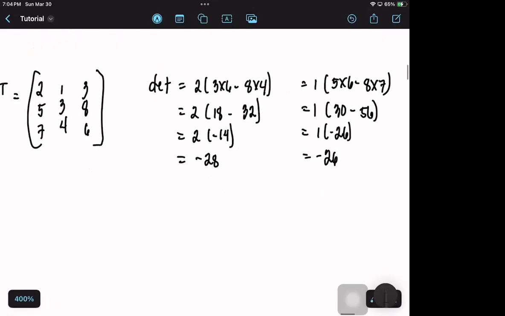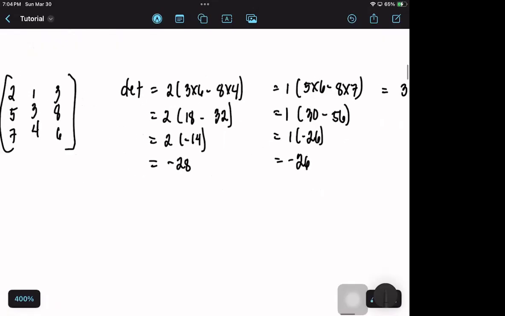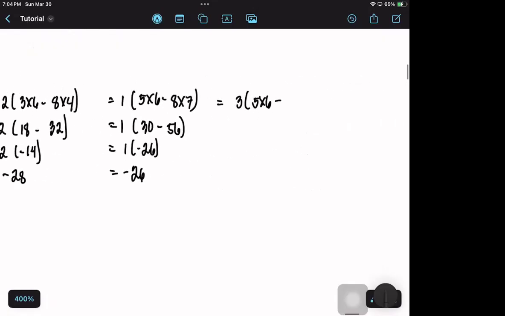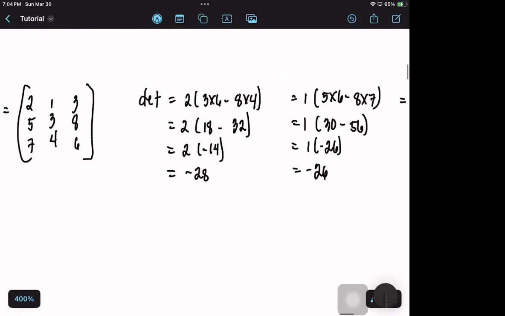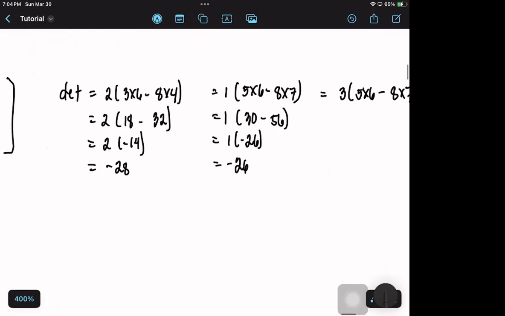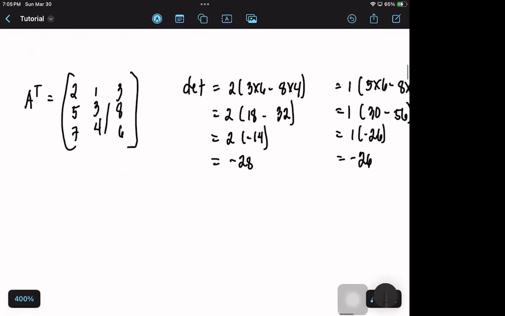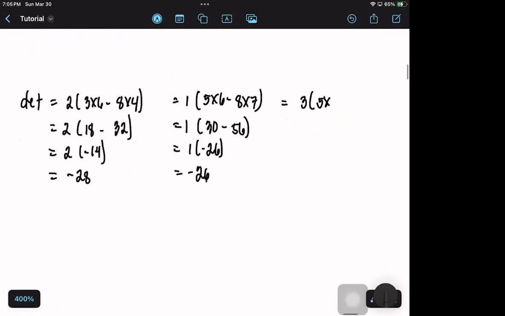So for 3, the cofactor will be 5 times 6. Let me just write it. 5 times 6 and 8 times 7. Let me just check that one. No, we get a mistake. Since we already have the 3, it's not 5 times 6, since this will be the cofactor. So it will become 5 times 4 minus 3 times 7.